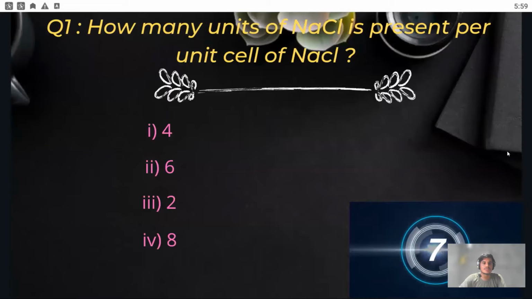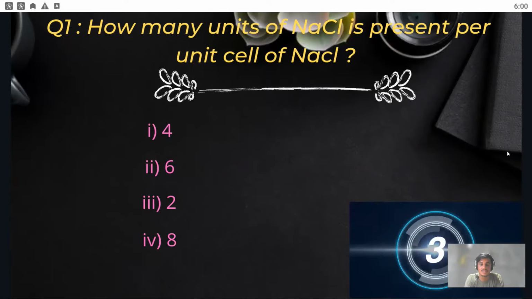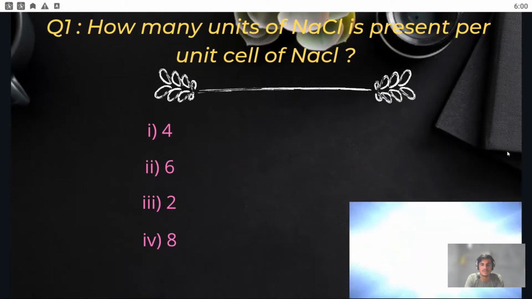Here is question number one. How many NaCl units are present per unit cell of NaCl? Here are the four options. You have 10 seconds. Stop it.